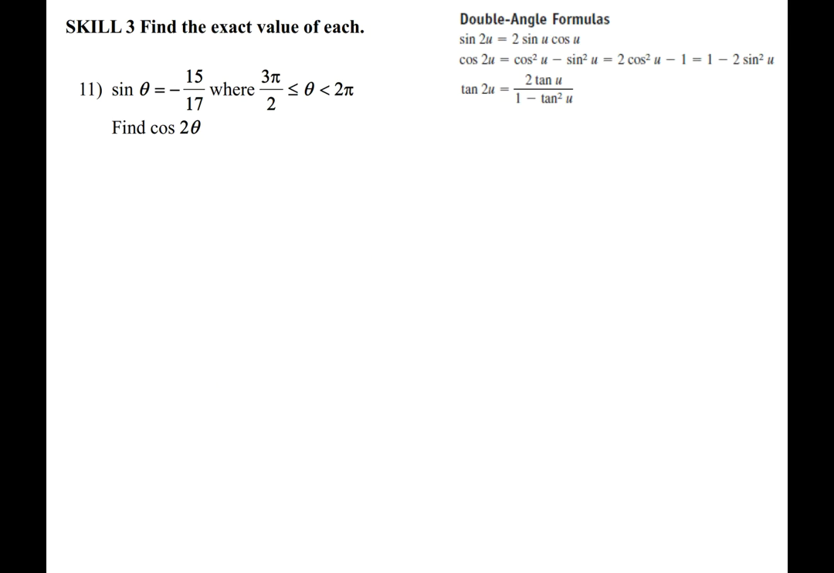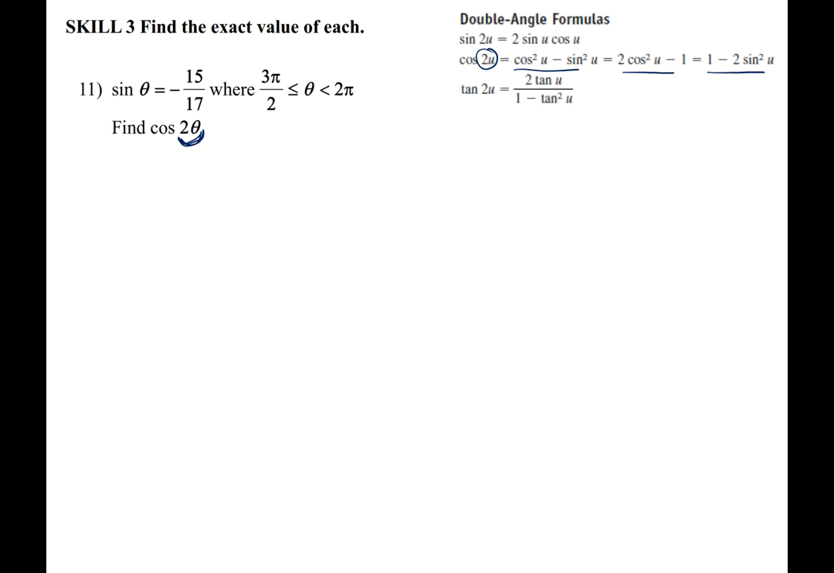All right, looking at skill 3. So this one here, the indicator that you're doing double angle, because it just says find exact values, is that you have 2 times an angle in there. All right, so I'm going to find cosine of 2 theta, which is this here. Remember, your u is going to act like your theta, which means I have a choice of these 3 formulas.